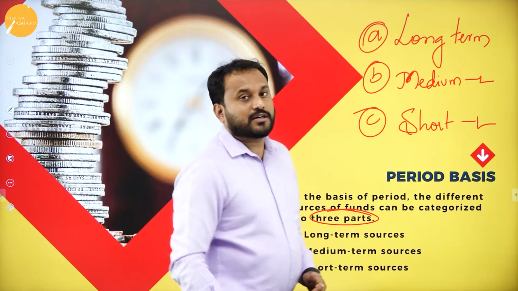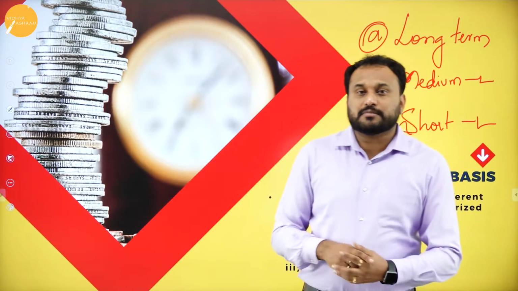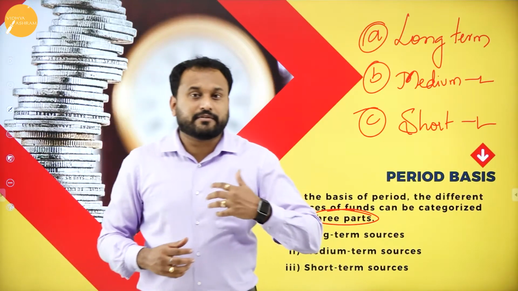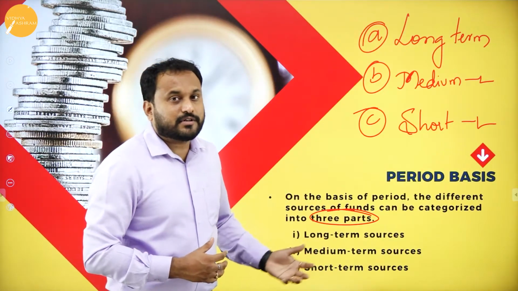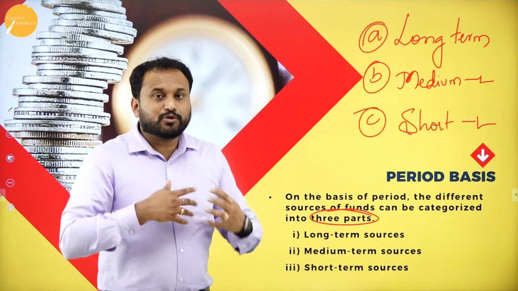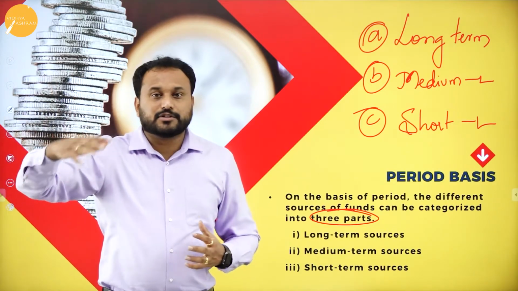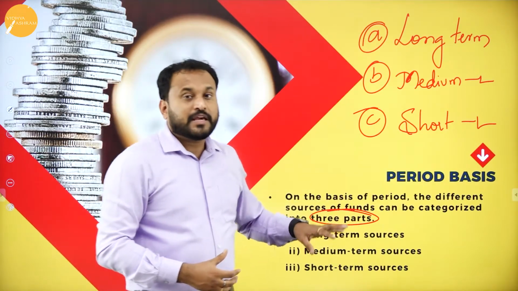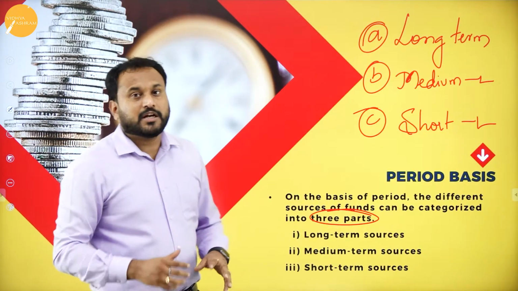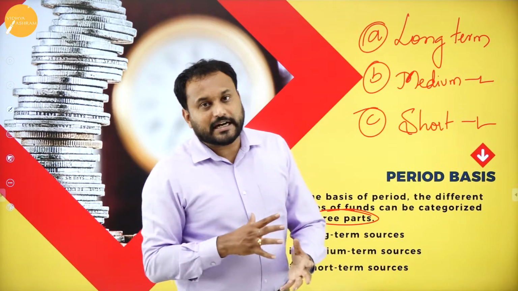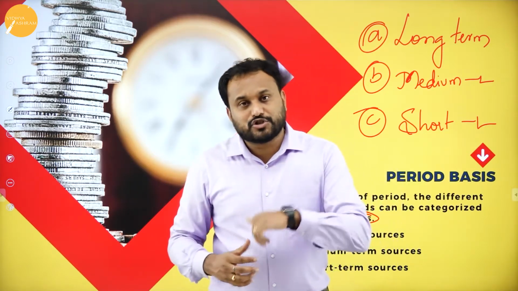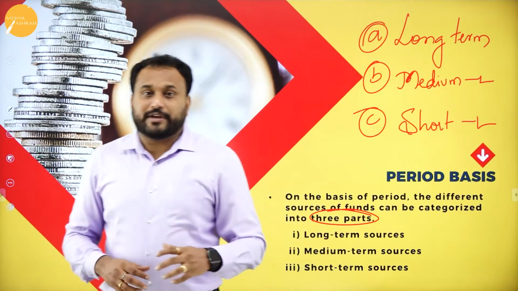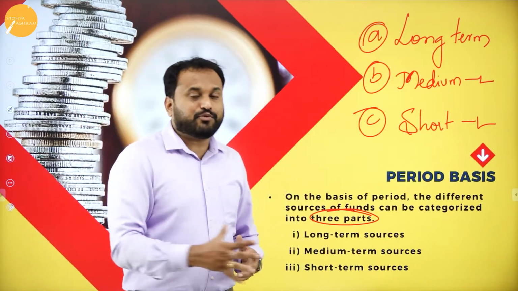What are long-term sources? Long-term sources, usually it is more than 5 years whenever you go for the source of finance. If it is more than 5 years to 10 years, 20, 30, it can go to 100 years, that we call as long term. And then the medium term is all between 1 year to 5 years. Within that kind of a thing, we'll actually go with it. And short term is all about the time duration is very little, that is less than 1 year, we call that as short term.